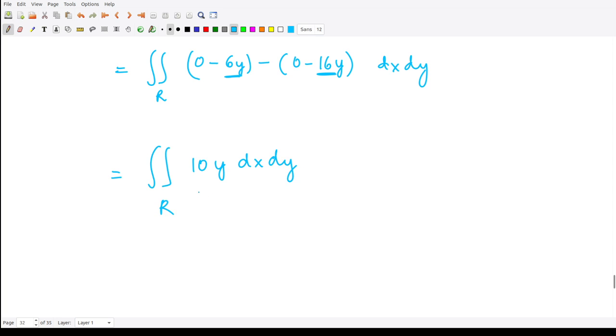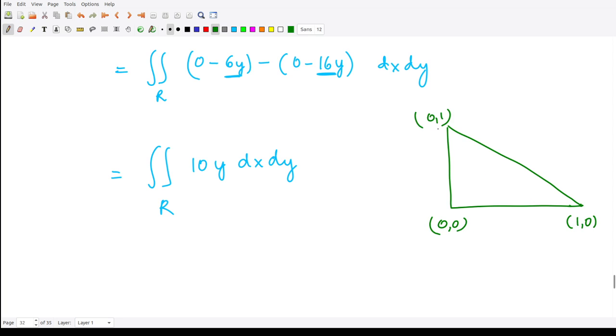Now remember, what was your region? Your region was a triangle. Your region was a triangle defined like this. This point was 0, 0. This point was 1, 0. This point was 0, 1. This was O, this was B, this was A, and you traveled in this direction. So this was your region.